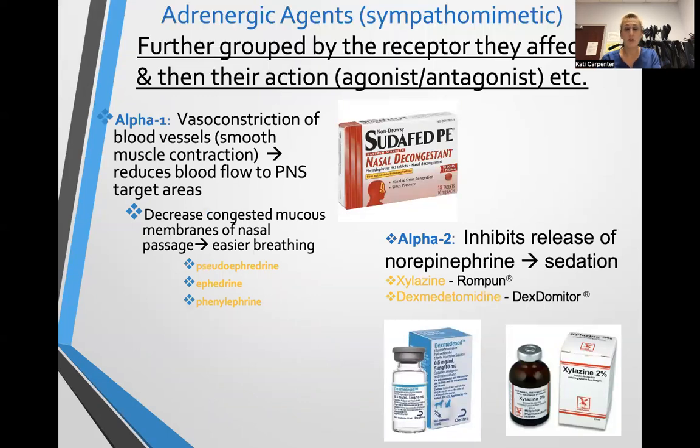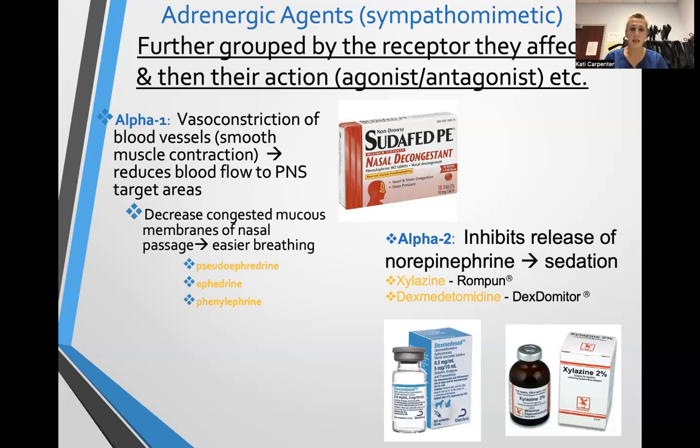Now, the adrenergic agents, because remember, there were all those different receptors. So each receptor does its own thing, and that's important to understand, because the drugs we use are going to be classified by the receptor that they either stimulate or block or mimic. So alpha-1 causes vasoconstriction of blood vessels, smooth muscle contraction. So it reduces blood flow to the PNS target areas. So it's going to actually decrease congested mucous membranes of nasal passages. So it's going to cause easier breathing.